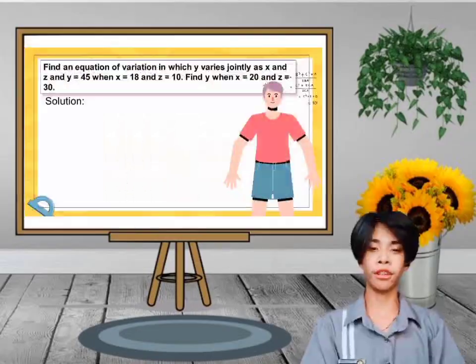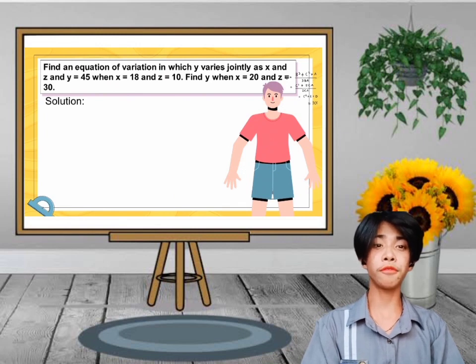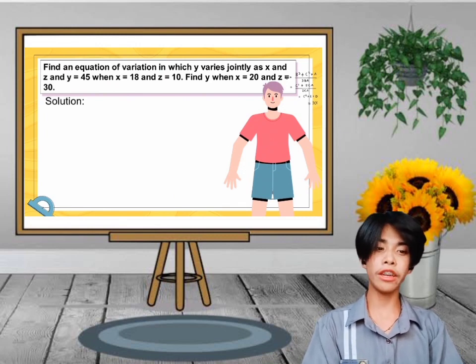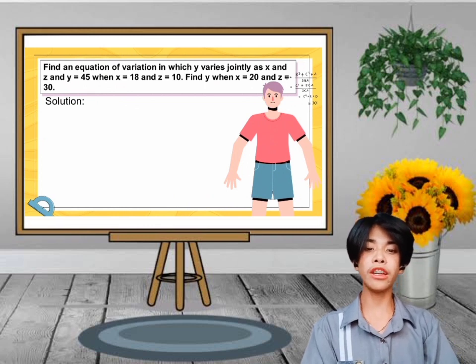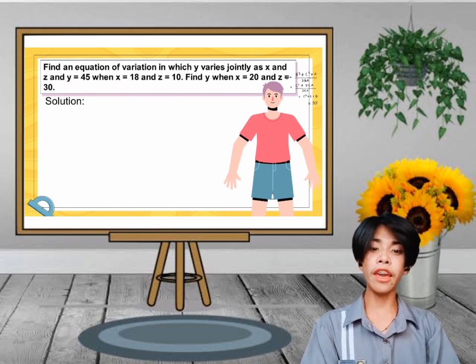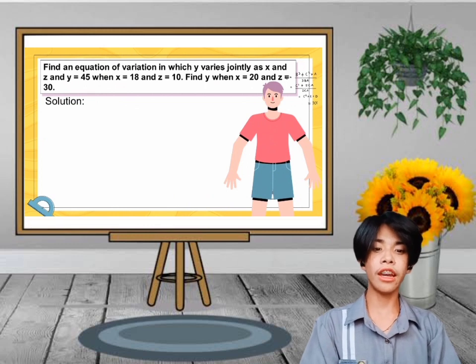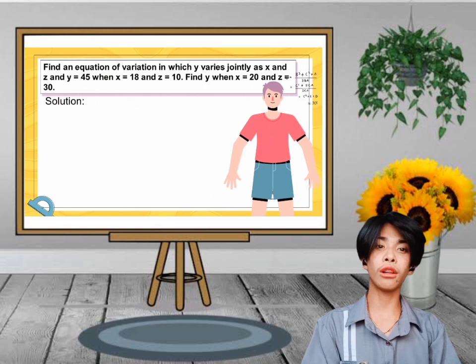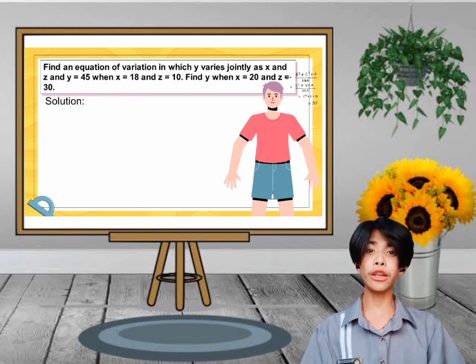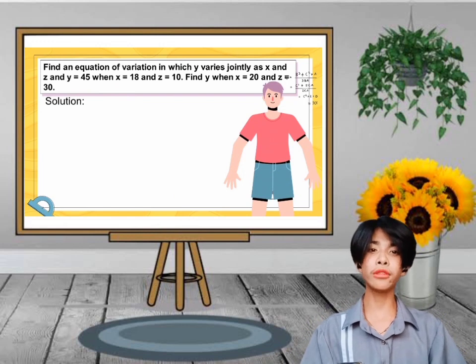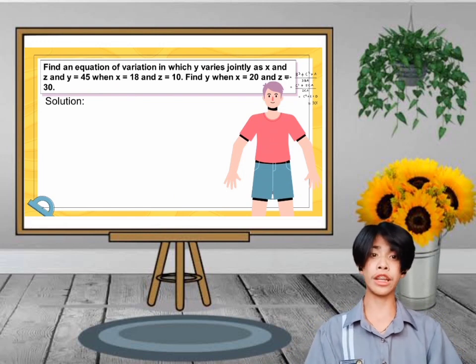Another example. Find an equation of variation in which Y varies jointly as X and Z, and Y equal 45 when X equal 18 and Z equal 10. Find Y when X equal 20 and Z equal 30. Bago natin makuha yung value ng Y, kailangan muna natin makuha yung constant of variation.